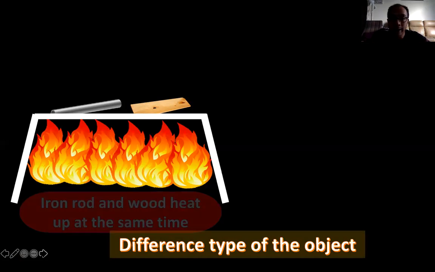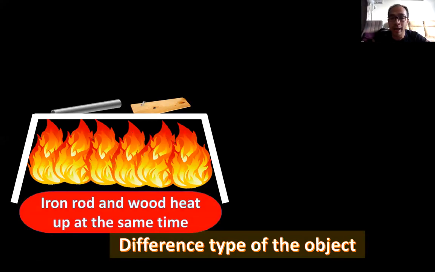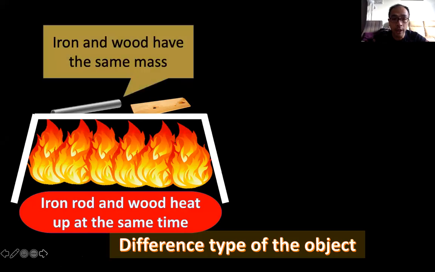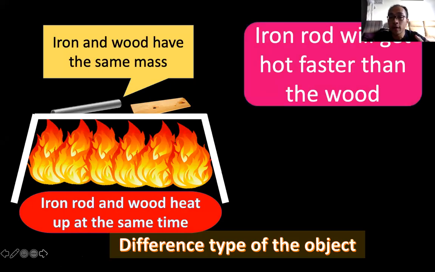We need to explain why it is that when you heat up the iron rod and the wood, this is besi and this is kayu, at the same time, and assuming that the kayu doesn't burn up, kita kasi panas saja tapi dia tidak terbakar, we find that because the iron and the wood have the same mass, the iron rod will get hotter faster than the wood. This is very normal. Selepas 2 minit, if you pegang the iron rod and you pegang the kayu, obviously the iron rod will be much hotter.